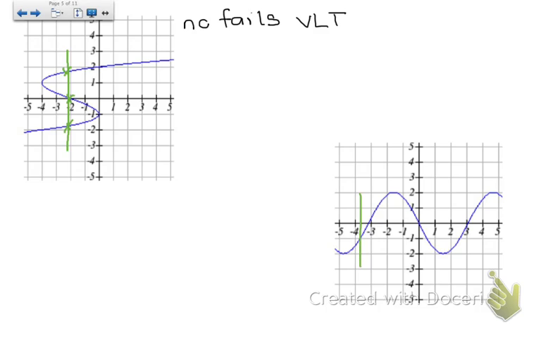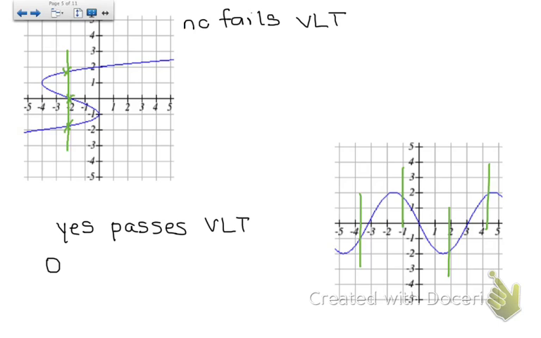No matter where I draw that vertical line, it is always only going to touch that graph in one place. So this one is a function. Now, because it's a function, let's go ahead and talk about its domain and its range. Graphically, when we're talking about domain and range, domain is left to right, and range is bottom to top. So, our domain, our x values, left to right.